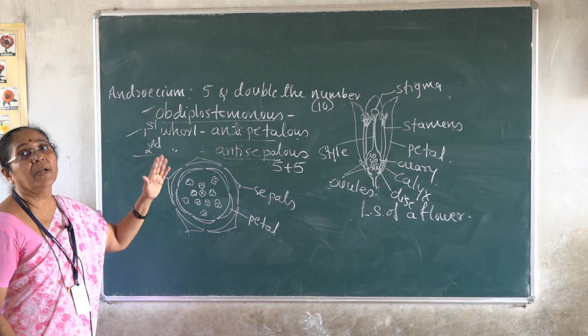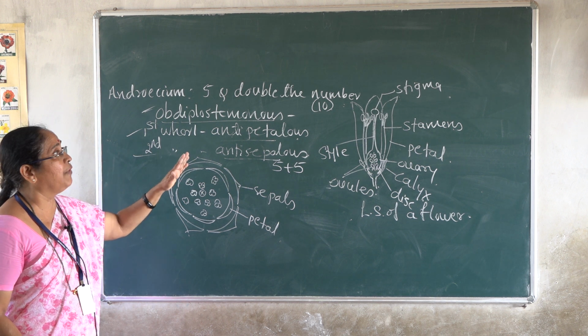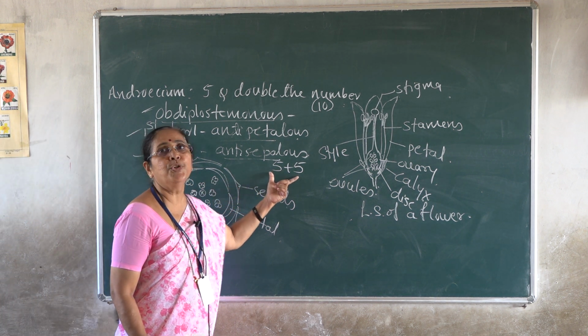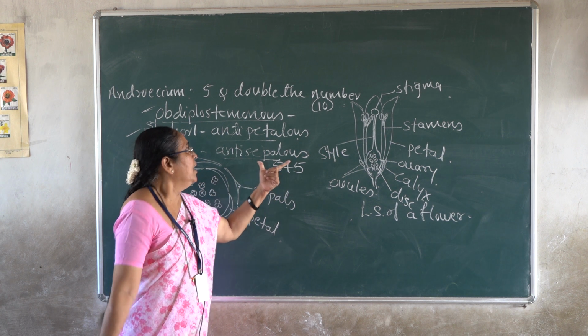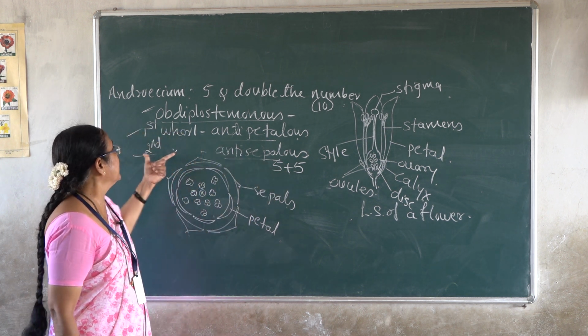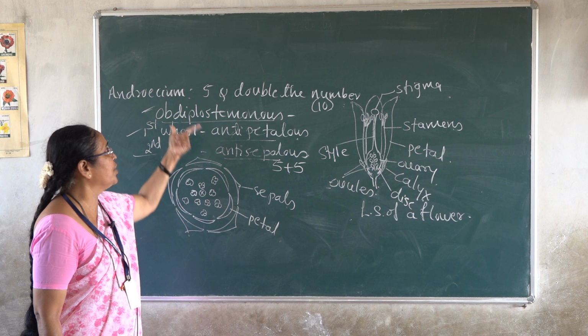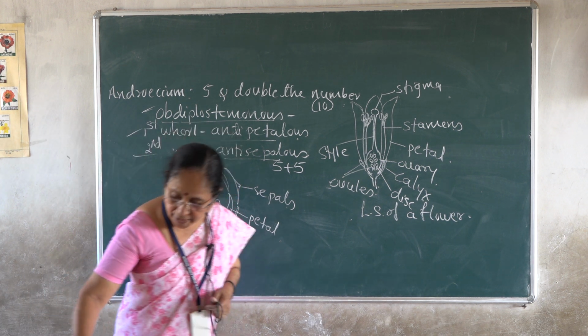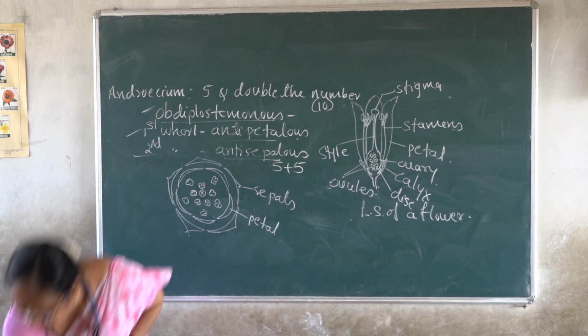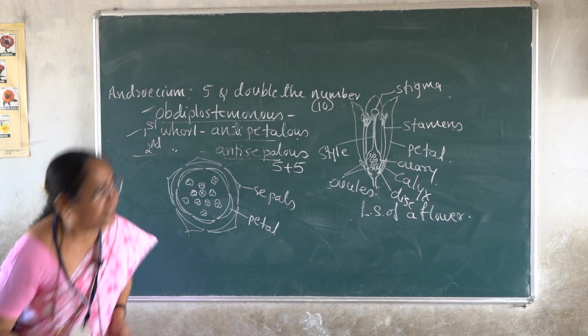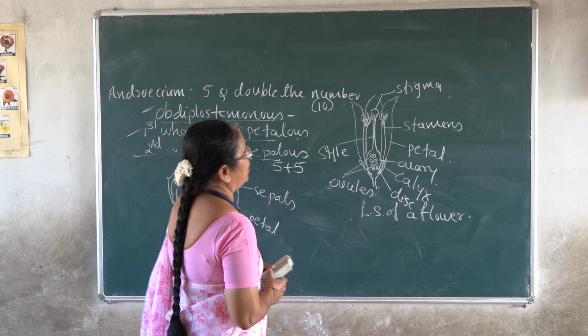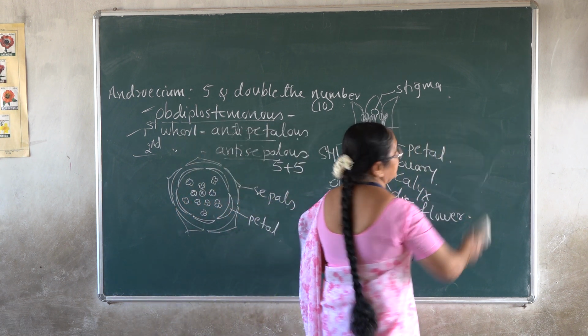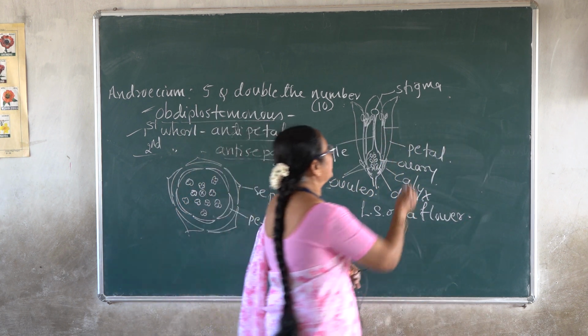If we find 10 stamens in the flower, they are arranged in 2 whorls of stamens in the flowers of this family. It is called as polyadelphous condition.